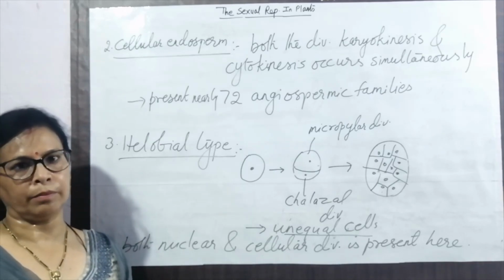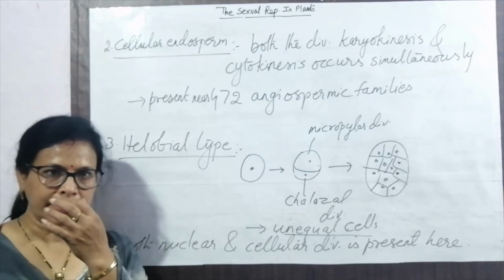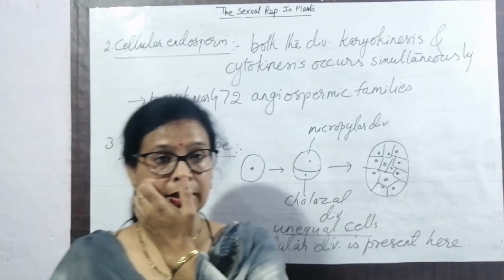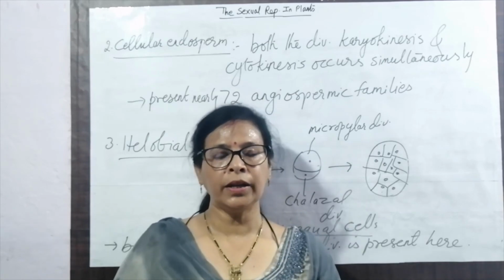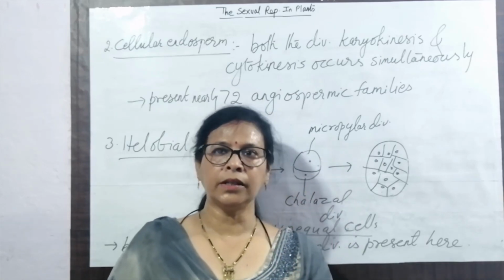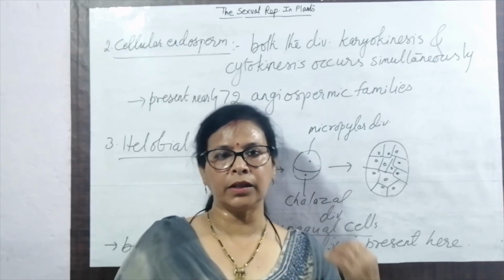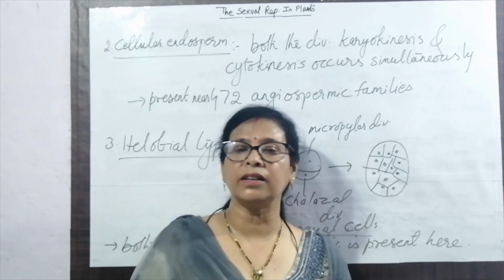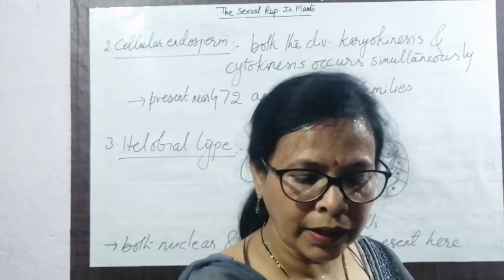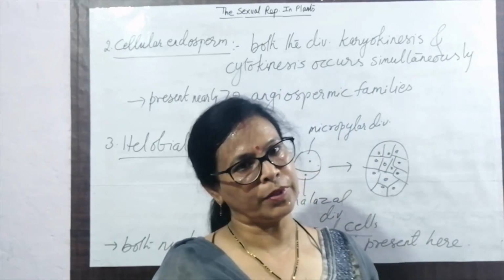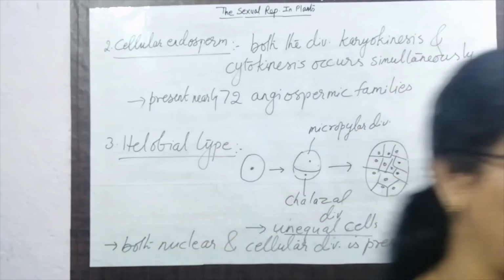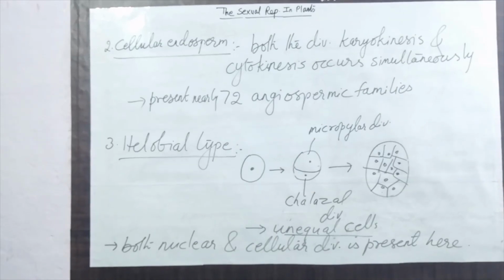So that is the endosperm. Endosperm is the nourishing part of the seed, which helps in the formation of the seeds and the fruit. It provides nourishment, and there are three types of endosperm. The nuclear type is present in 161 angiospermic families. The second is the cellular type, present in nearly 72 angiospermic families, and the last is the helobial endosperm.